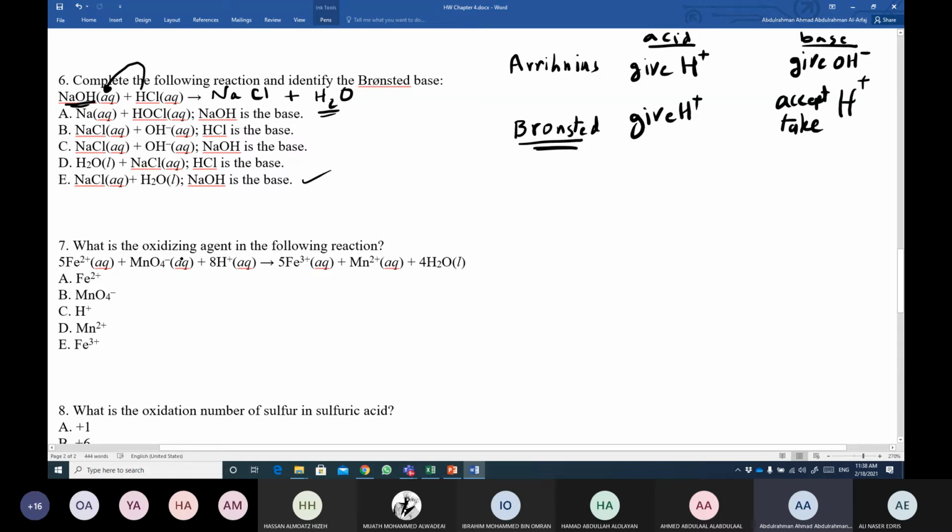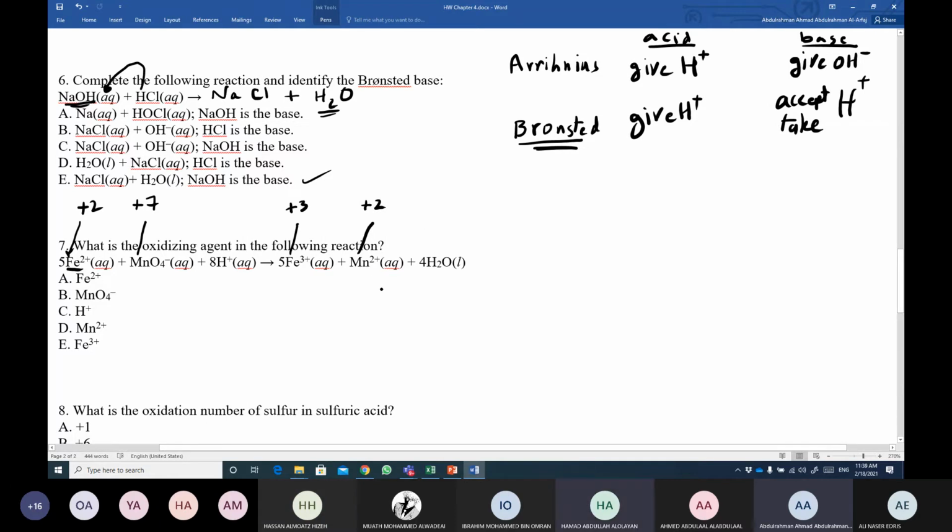Good. Now, when we have oxidation and reduction, before we go further, let me ask you, what's the oxidation state of iron in here? Plus 2. +2, exactly. Okay, how about manganese? Plus 7. +7, very good. Excellent. How about this iron? Plus 3. +3. How about this manganese? Plus 2. +2.